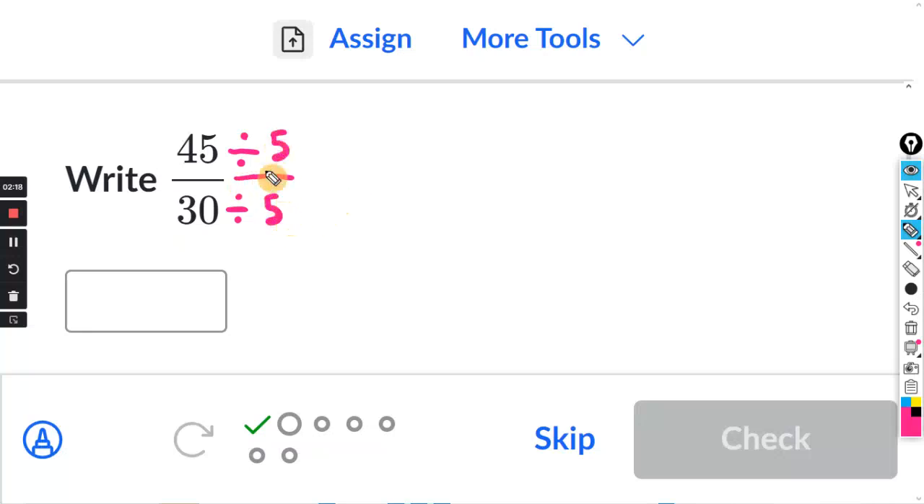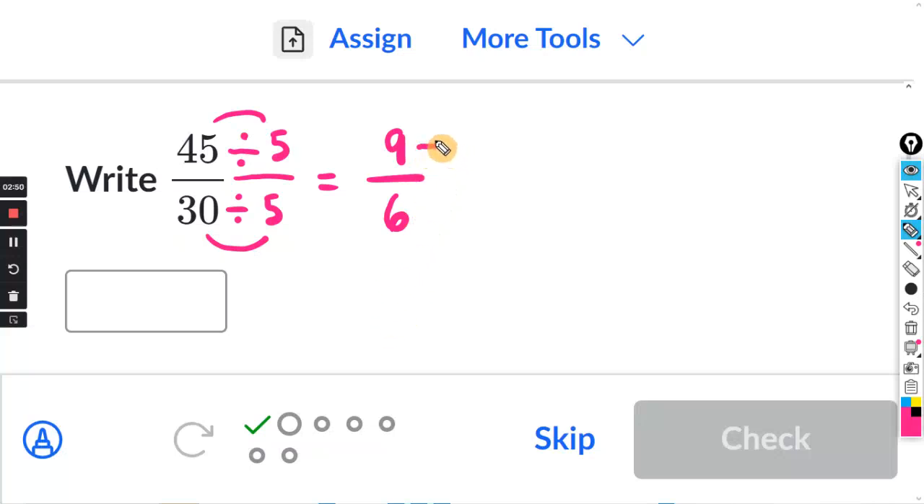Okay, the reason I'm allowed to do that is because 5 over 5 is just 1. So I could divide by 1. It doesn't change the actual value. 45 divided by 5 is 9. 30 divided by 5 is 6. Now, are we done yet? No, we are not, because there is a common factor between 9 and 6. All right, 9 and 6 are both divisible by 3.